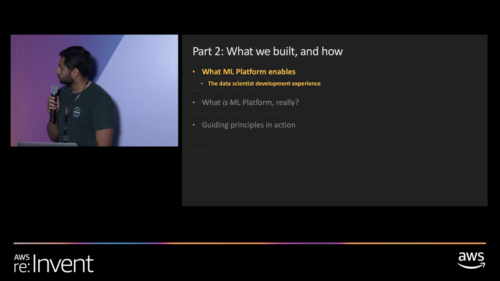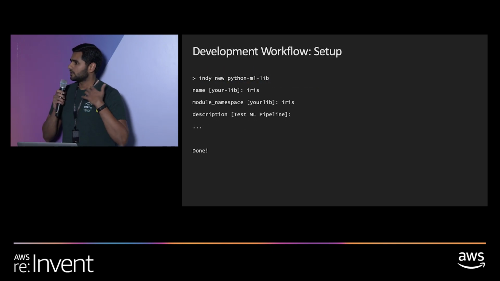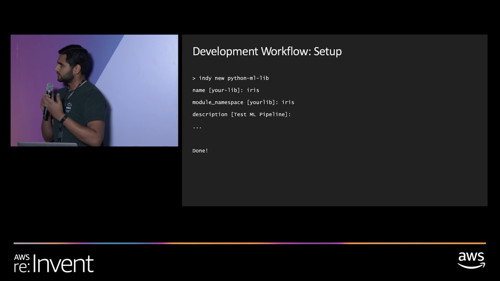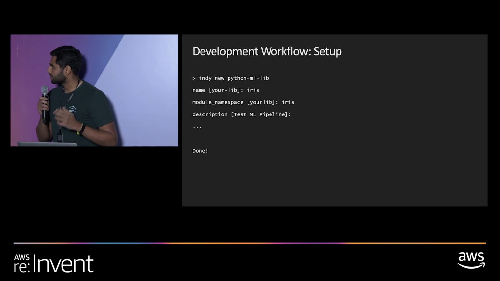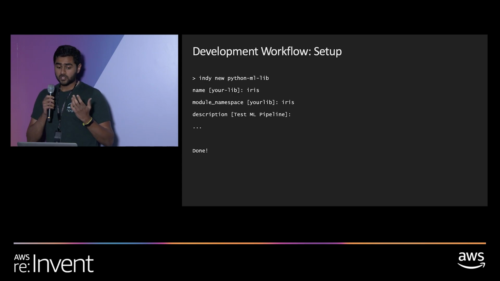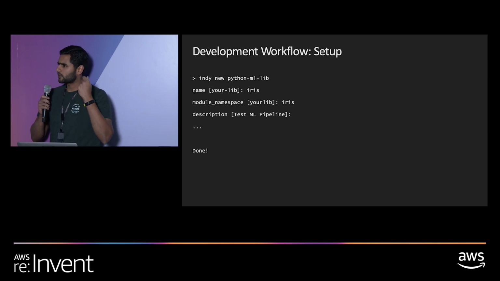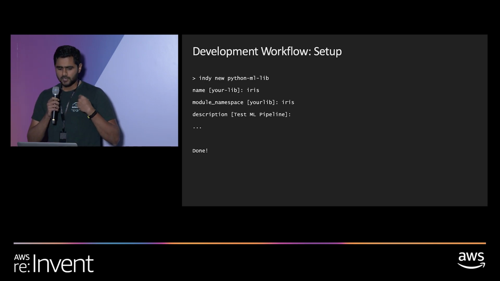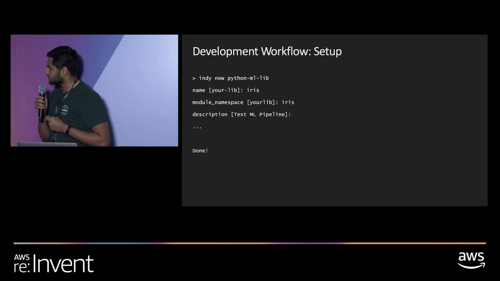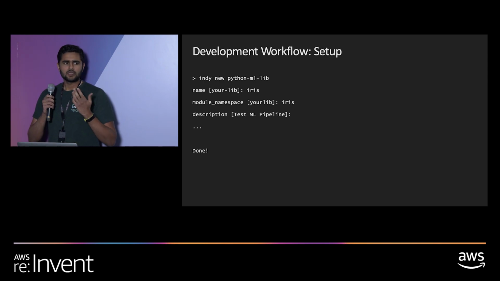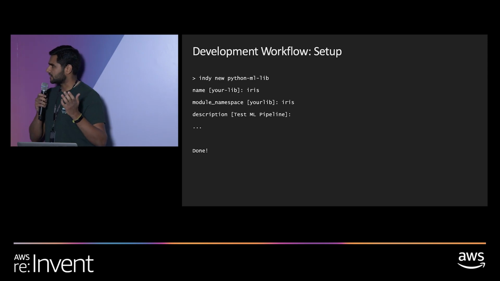So let's start off with what we enable. I'm going to take you through what our data scientists do when they want to start a new ML project. We call them ML pipelines. That's standard industry terminology. For a new ML pipeline, we use the Indy tooling that we have internally. Think of it as build and deploy tooling that all engineers at NerdWallet use. And all they do is run Indy new python-ml-lib. You need to fill in a few standard details. What's the name of your project? What's the name of your Python module, and so on. And obviously, we're going to be using the Iris project because that's what all ML engineers need to use at a presentation.